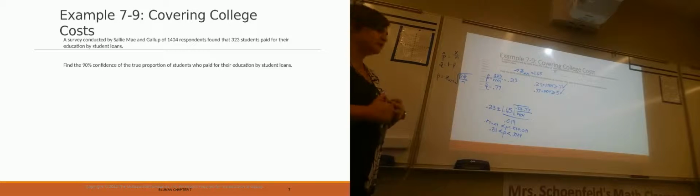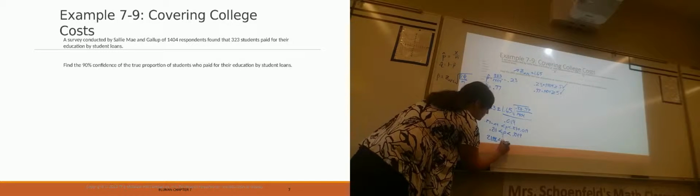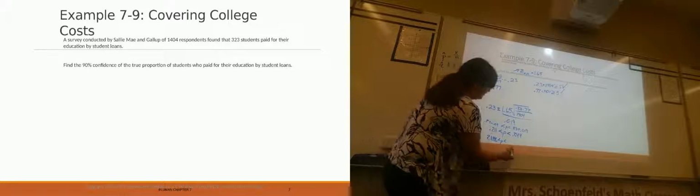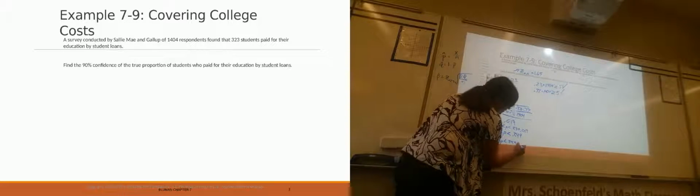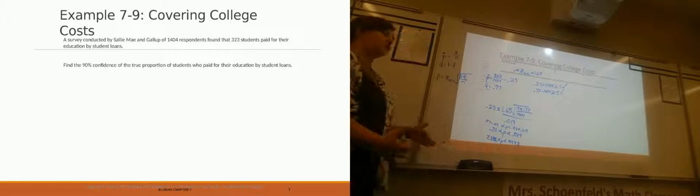So again, we like percentages more in our head, so we could change it to 21.1% is less than the actual population proportion is less than 24.9%, so we can just change them to percents.